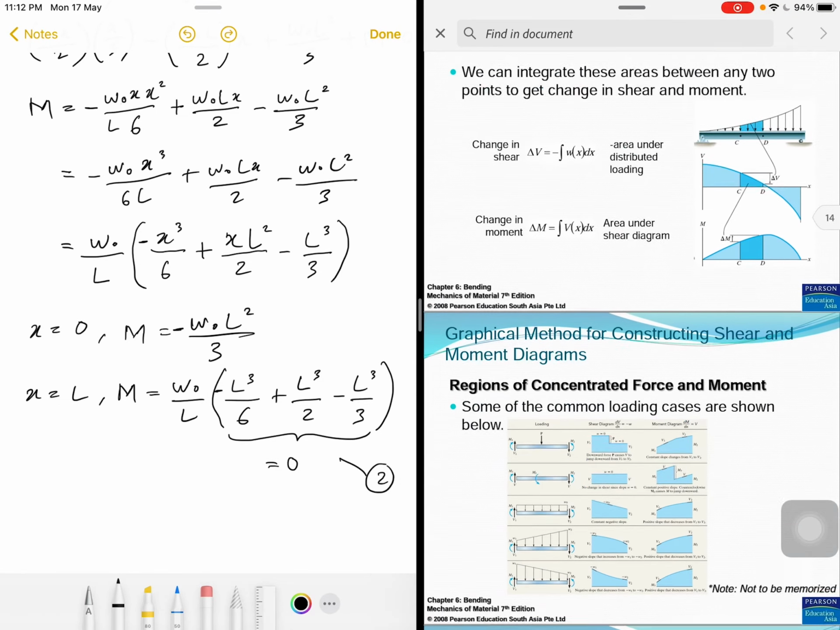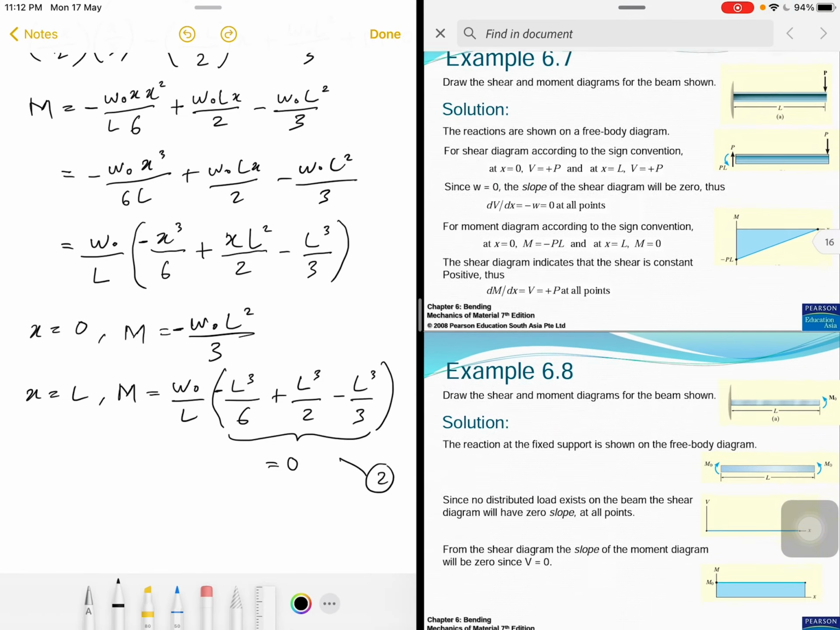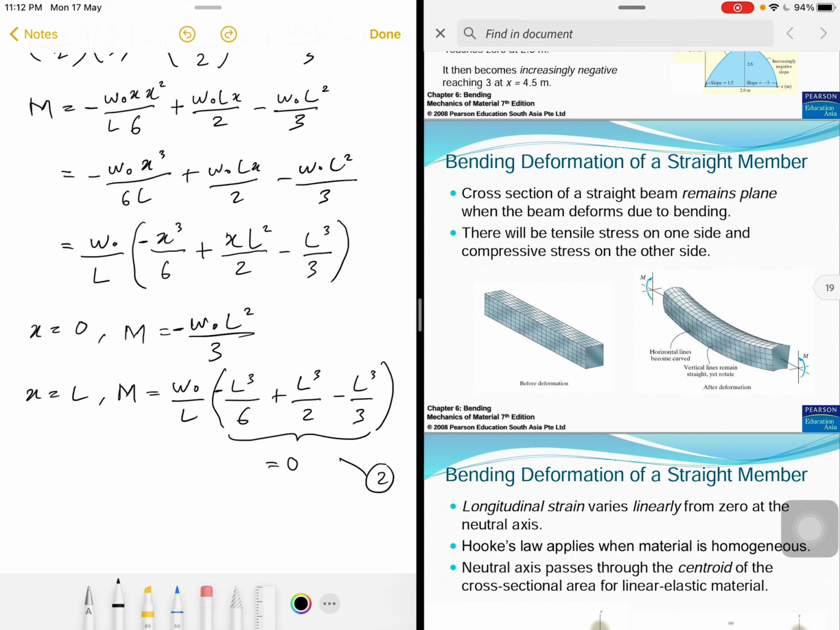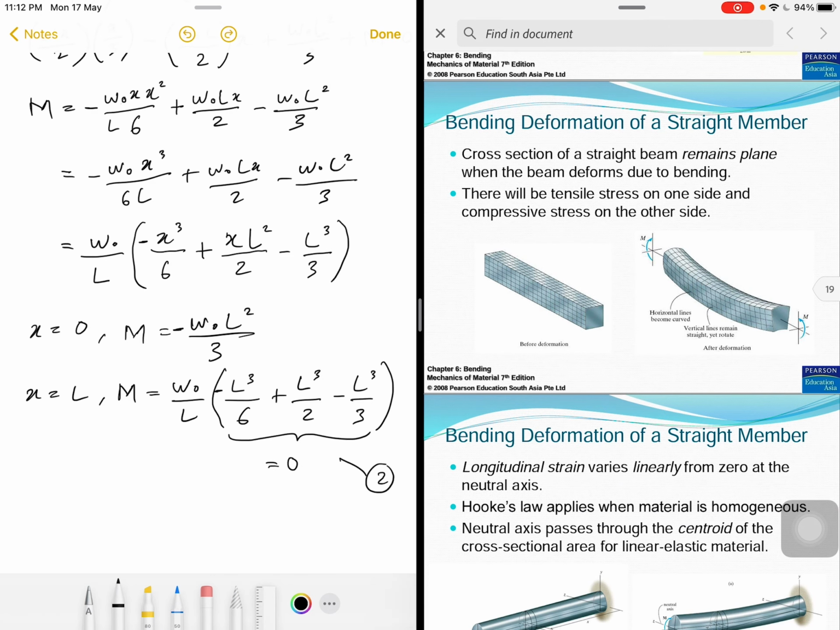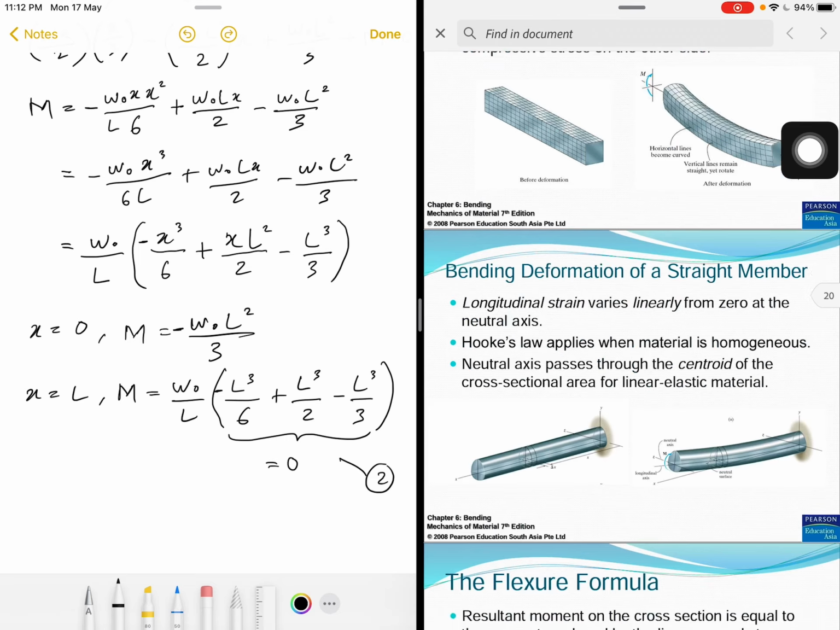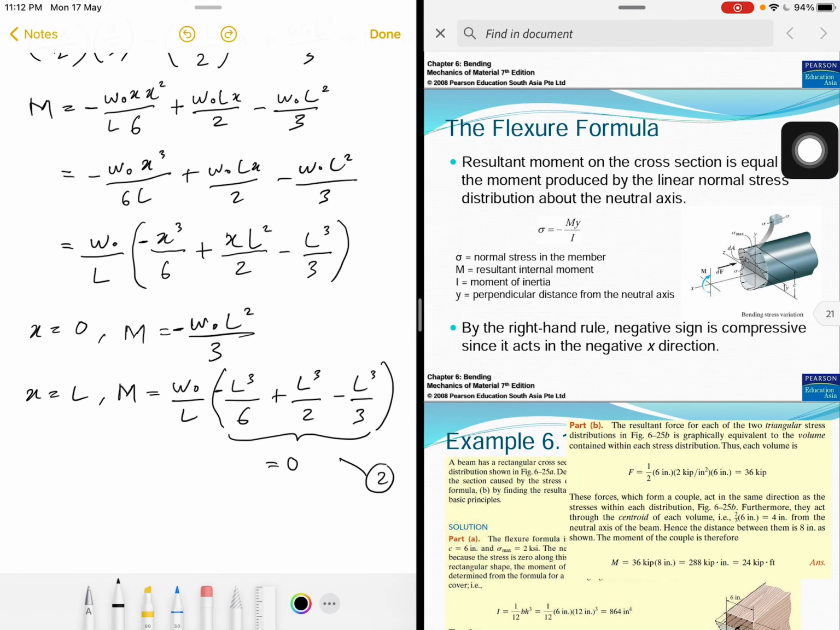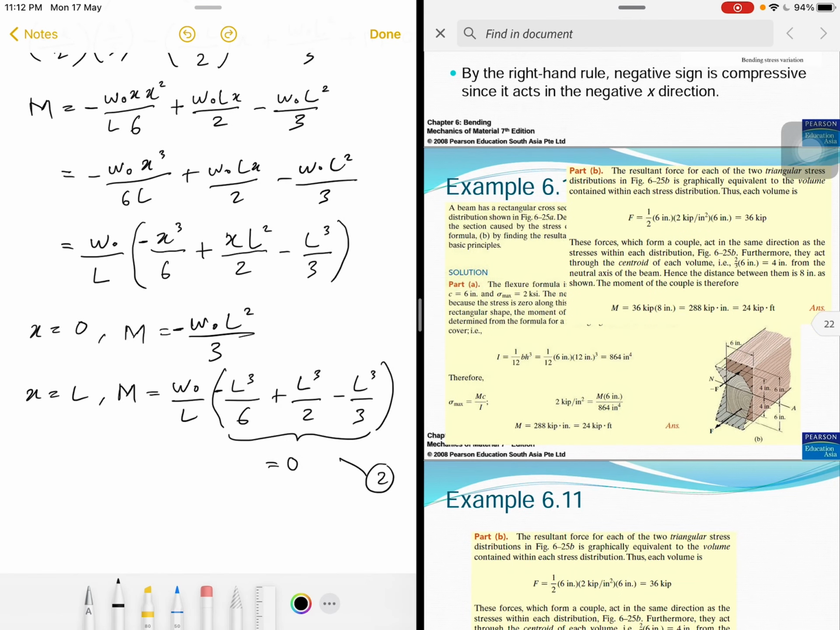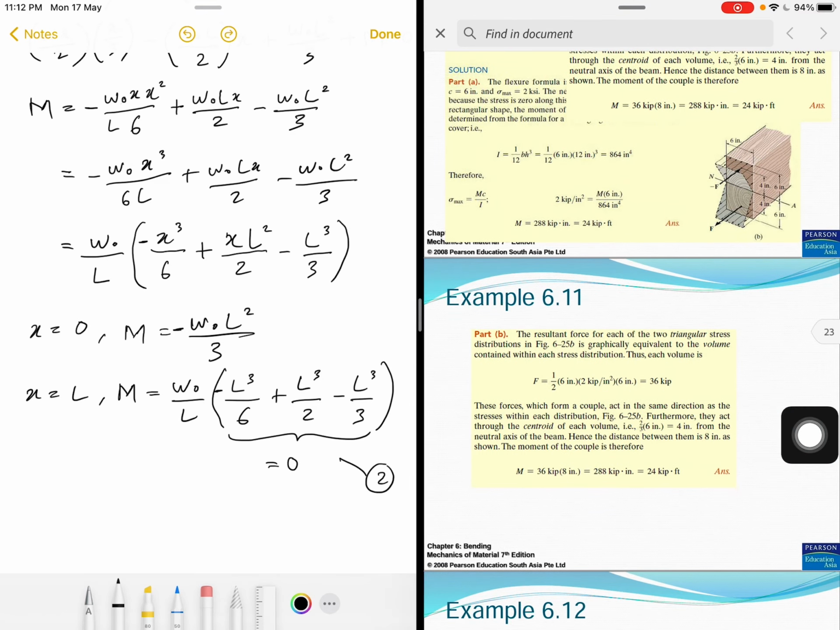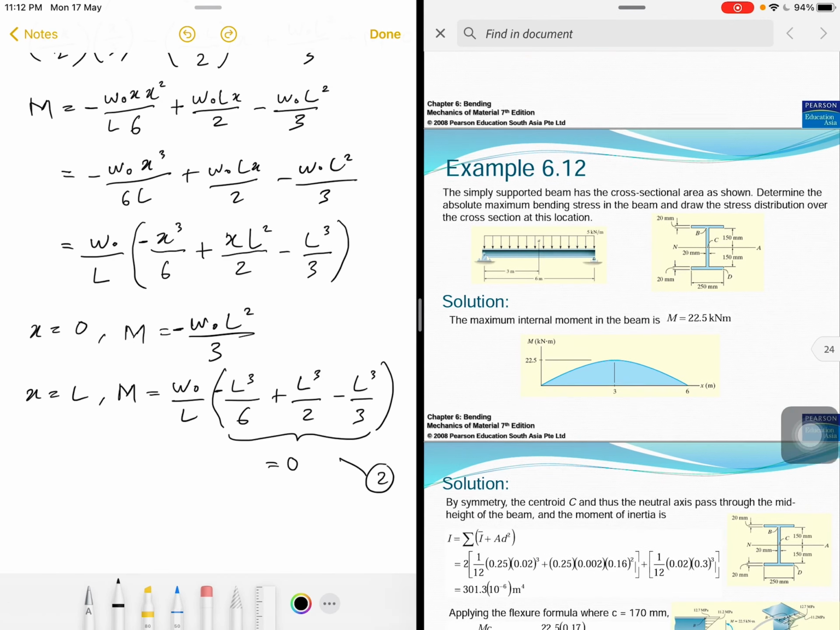Now we will go to the example that we haven't learned yet, which is inside the bending deformation of a straight member. Okay, we have some problem with the diagram right here, and also the unit in this example is in American standard unit, so I think we may skip that.